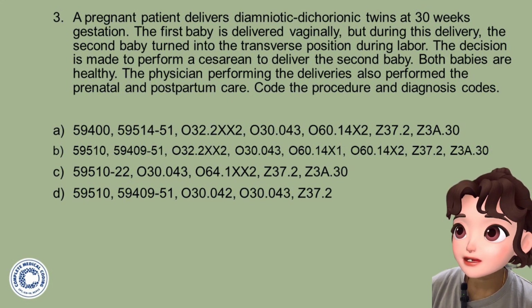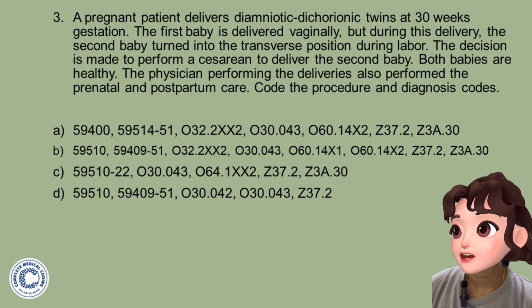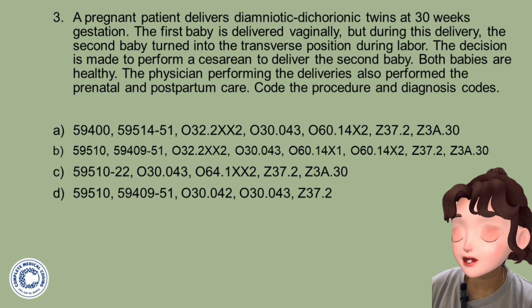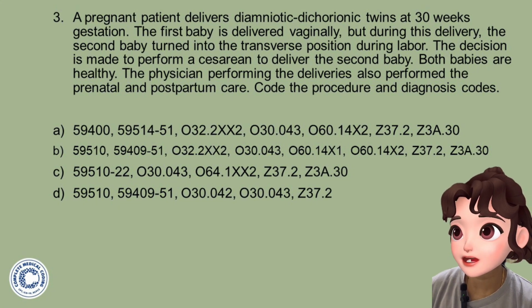The first one represents transverse labor. The second one, O30.043, represents twin pregnancy, diamniotic dichorionic. And then you have to code for preterm labor for the first baby and second baby, O60.14x1 and 14x2. Then the Z codes: 30 weeks pregnancy, and Z37.2, twins, both live born. So these are the ICD codes.